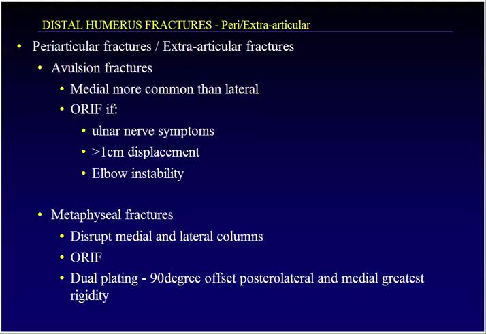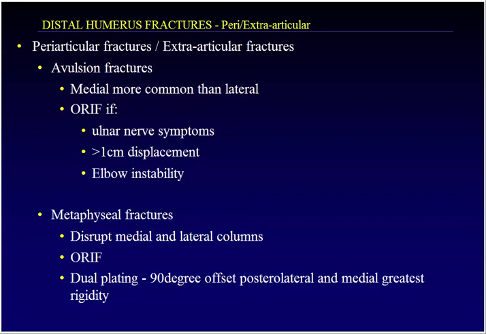Now, we're done with the humeral shaft. We're going to move on down to the elbow now and start talking about the very difficult distal humerus fractures. These include both periarticular fractures with extension into the joint as well as extraarticular or supracondylar fractures. The avulsion fractures are extraarticular. Medial avulsion fractures are much more common than lateral.